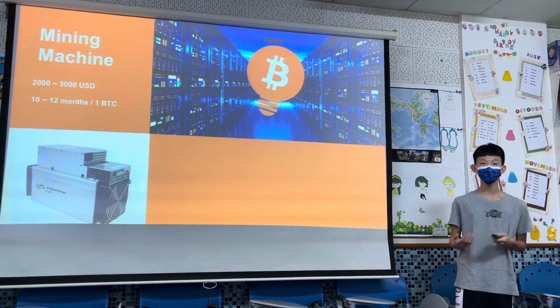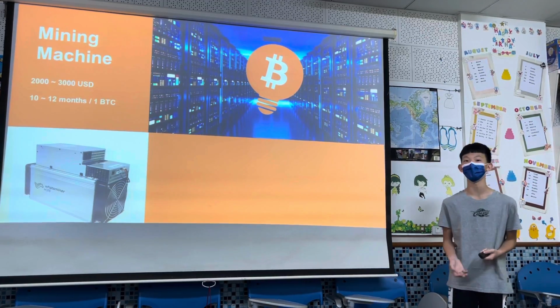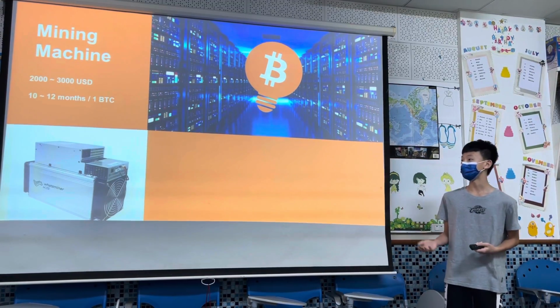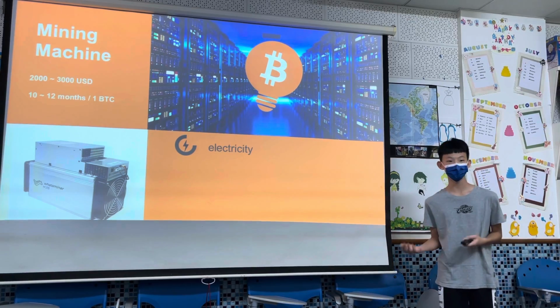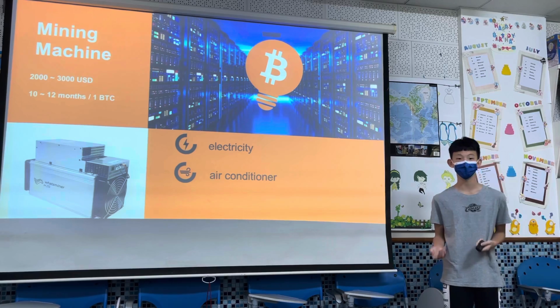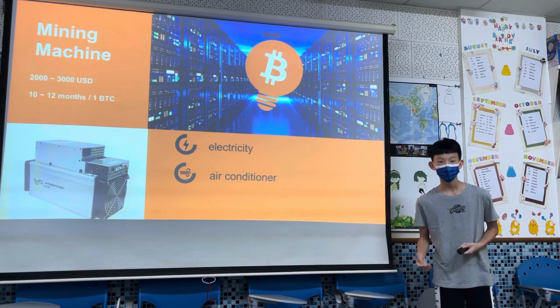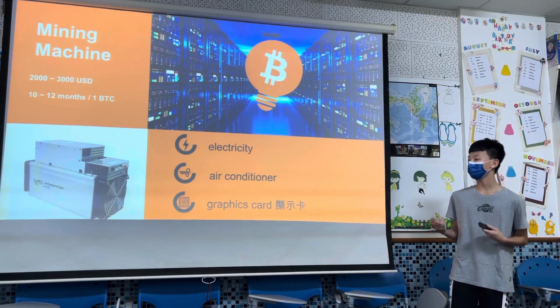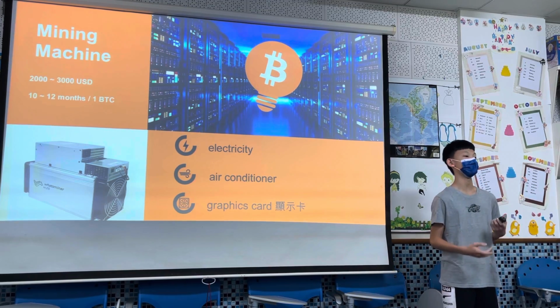However, the mining machines will be consumed in the process of mining. Mining machines require a large amount of electricity. You might also need an air conditioner to cool your machines down. And moreover, the graphics card in each machine needs to be changed.